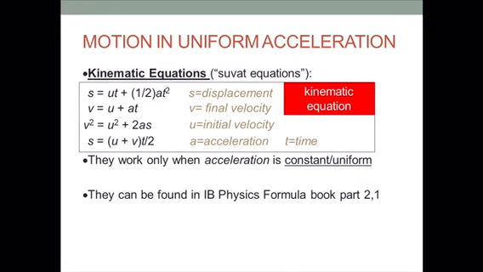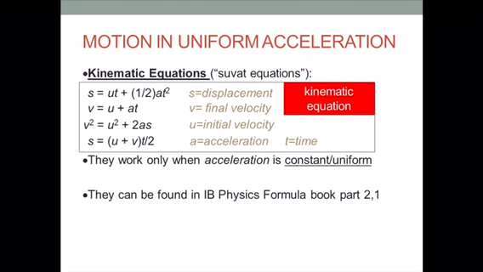Now let's talk about motion in uniform acceleration. In this section we'll talk about motion that occurs when the acceleration is uniform or constant. We can use the following four formulas in order to find one variable or another. These formulas are called kinematic equations, or sometimes referred to as Suvat equations, because they use variables s, u, v, a, and t: displacement, initial velocity, final velocity, acceleration, and time. These formulas are important because with limited information we can find a certain variable.